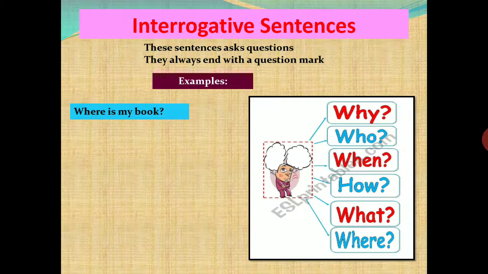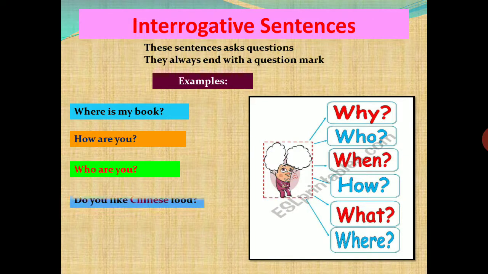Let us look at the example. Where is my book? I am not finding my book. So I'm asking you, where is my book? What have I done in this sentence? Look at the structure of the sentence. I have used a WH form and I have used a question mark at the end of the sentence. Next, how are you? If I ask you, how are you? I have used a question mark over here because I'm asking you something.